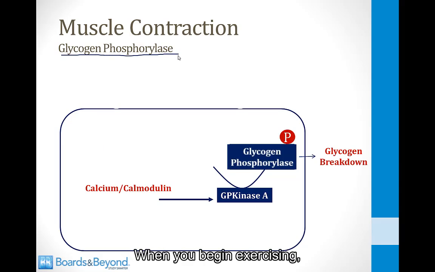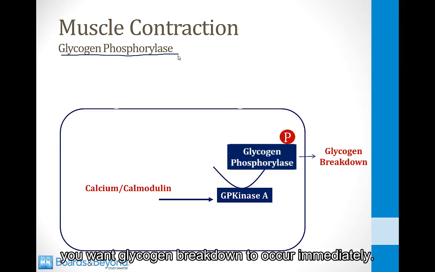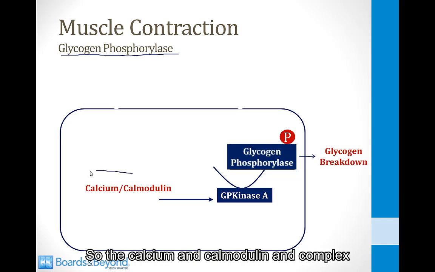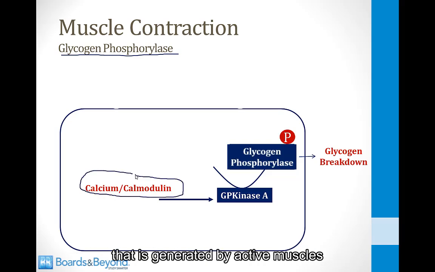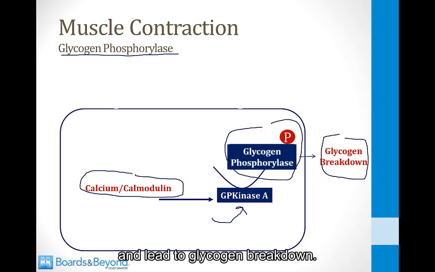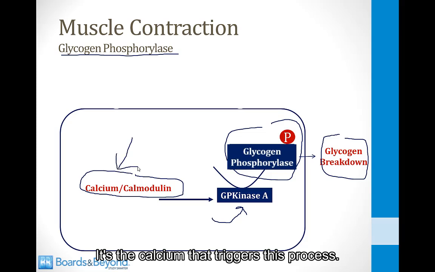When you begin exercising, you want glycogen breakdown to occur immediately. You don't want to have to wait for hormone levels to become elevated. So the calcium and calmodulin complex that is generated by active muscles can directly activate GP kinase A, which will phosphorylate glycogen phosphorylase and lead to glycogen breakdown. It's the calcium that triggers this process, and in this way, muscles don't have to wait for hormone levels to tell them to start breaking down glycogen.